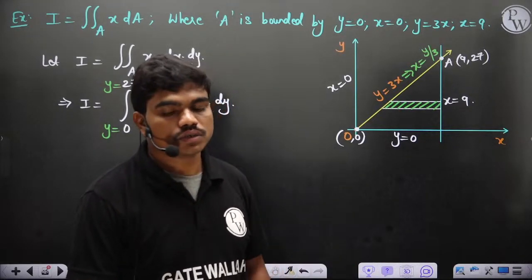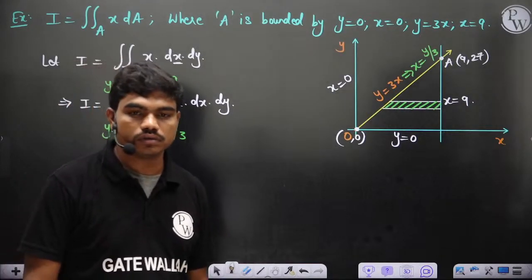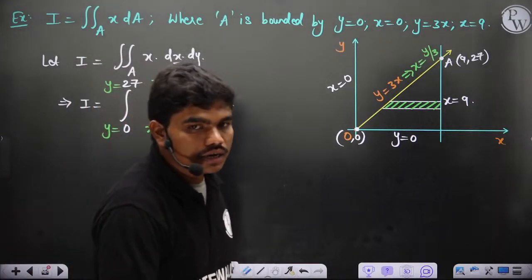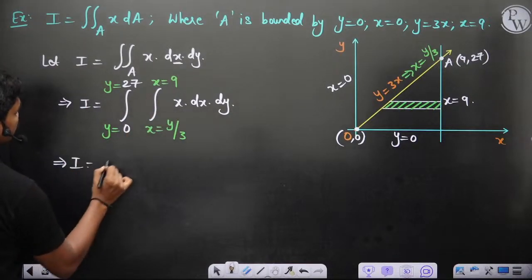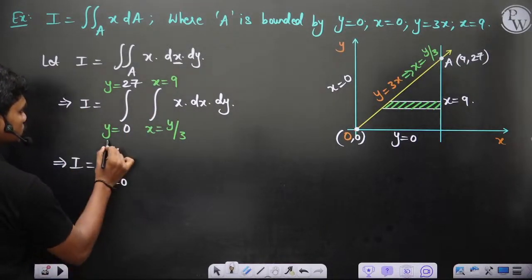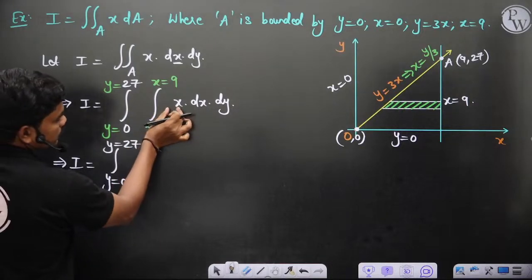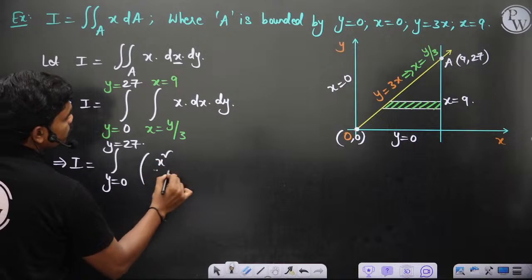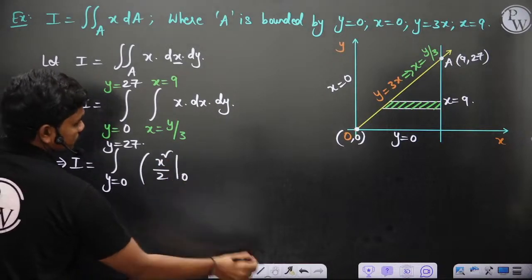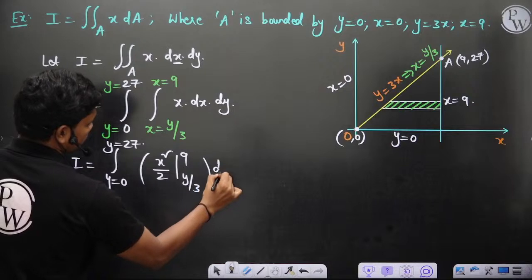Okay, so I hope it's clear to all of you. Then let's integrate this. I is equal to the integral from y equal to 0 to y equal to 27. First, the integration of x dx, there is no involvement of y, so direct integration gives you x square by 2 within the limits y by 3 to 9, dy.